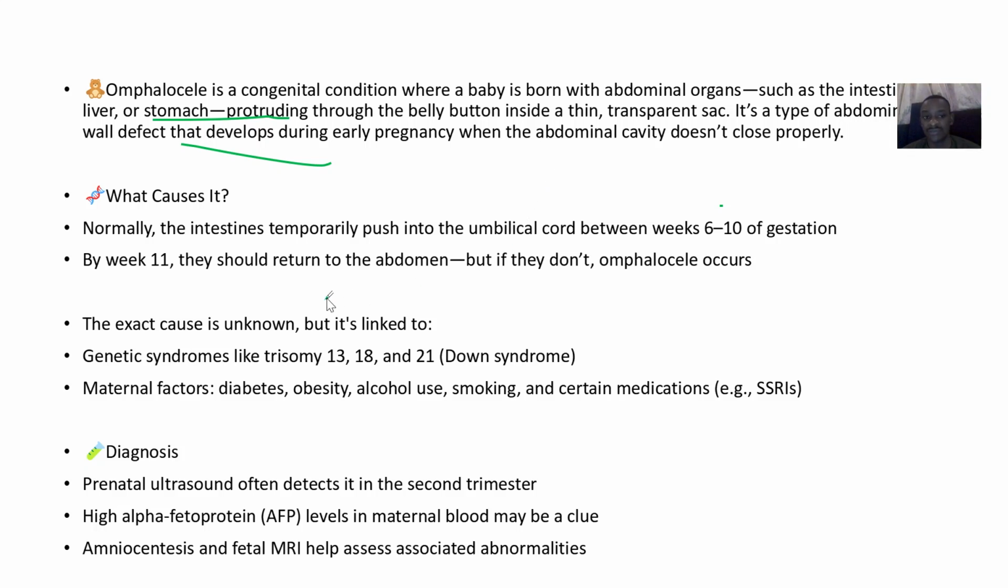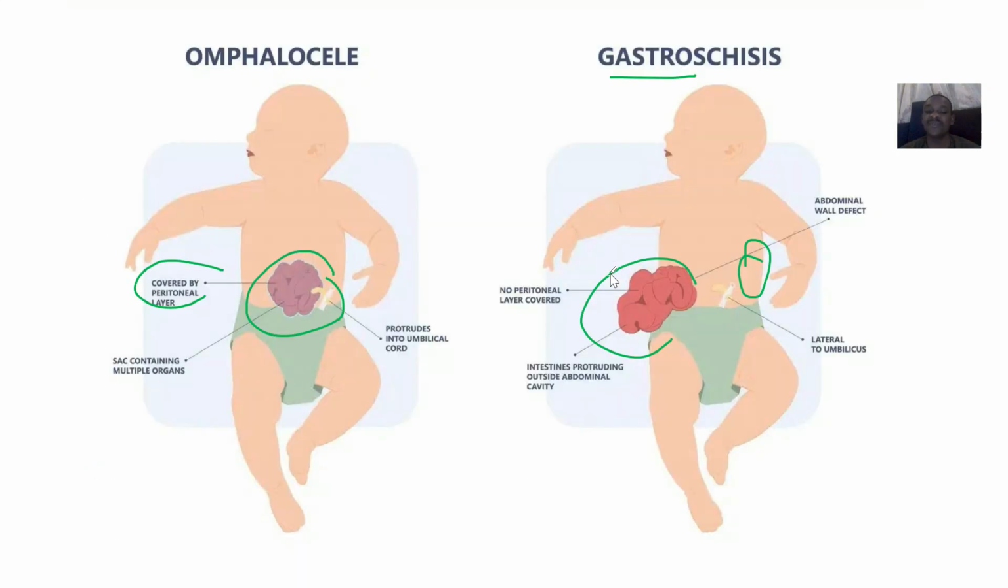So what causes it? So let's explain the pathogenesis now. So normally the intestines temporarily push into the umbilical cord between week 6 to 10. Okay, but after week 11 they will return back. Do you understand? But in Omphalocele they fail to return back. So this is a normal process when you are developing. It comes out, it goes back. Do you understand? But when it fails to go back, that's why we say there's an Omphalocele. So Omphalocele, it must push out through the belly button.